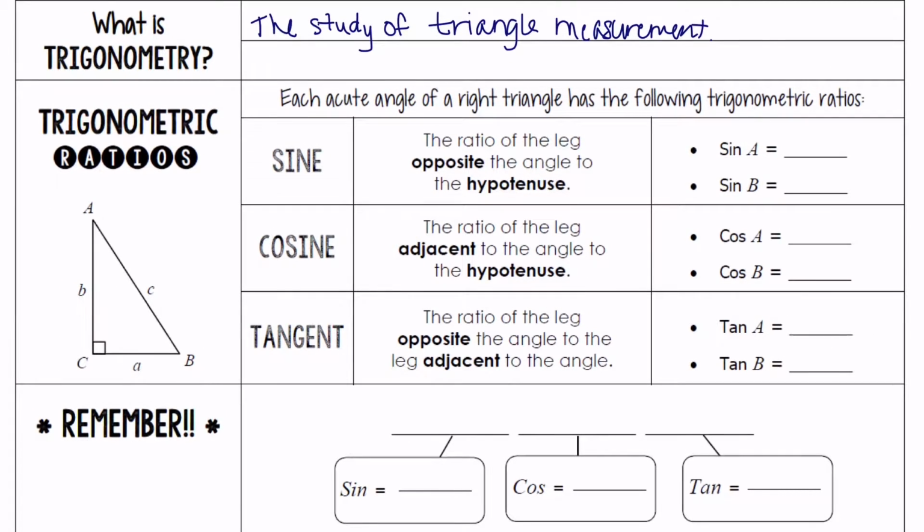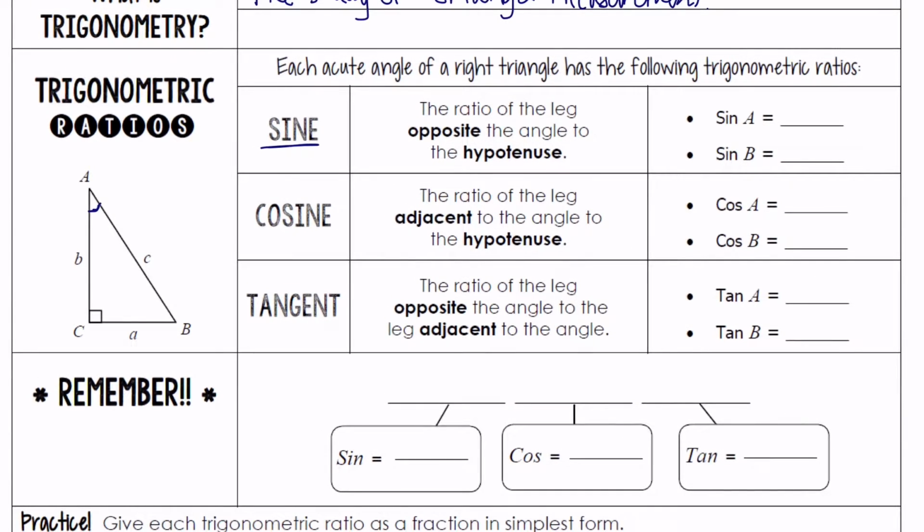So we can look at the first one being sine, and that is the ratio of the leg opposite to the angle to the hypotenuse. So if I'm looking at angle A here, the sine of angle A is the ratio of the leg opposite, so the one directly across from it, to the hypotenuse. Now the hypotenuse, remember, is the same no matter what angle you're looking at. The hypotenuse is always the hypotenuse.